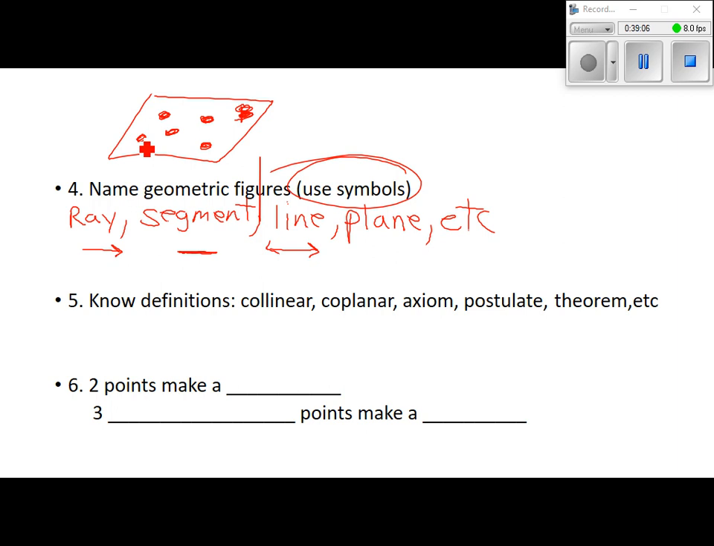No definitions. These are just some of them. Collinear. Anybody remember what collinear means? On same line. Good. On same line. How about coplanar?